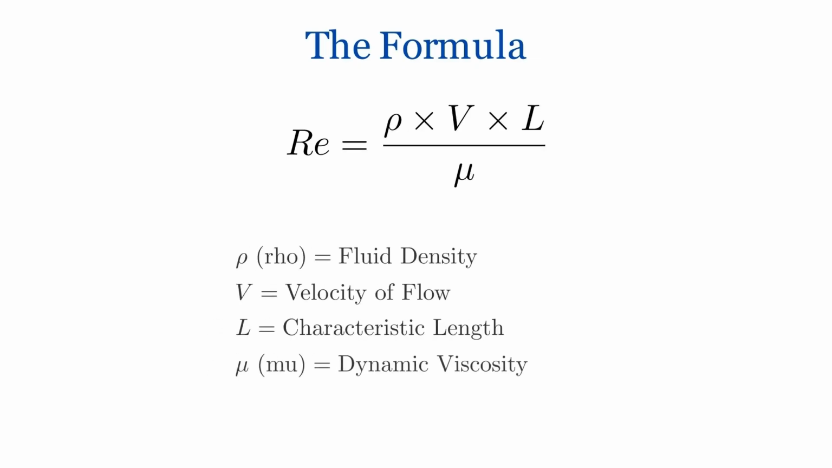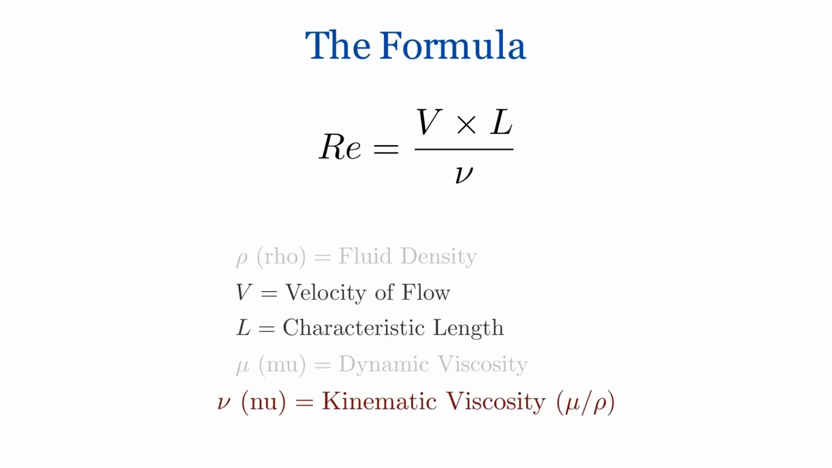The formula: Re equals rho times V times L divided by mu. Or equivalently, Re equals V times L divided by nu, where rho equals fluid density, V equals velocity of flow, L equals characteristic length, like pipe diameter, mu equals dynamic viscosity, nu equals kinematic viscosity, which is mu divided by rho.